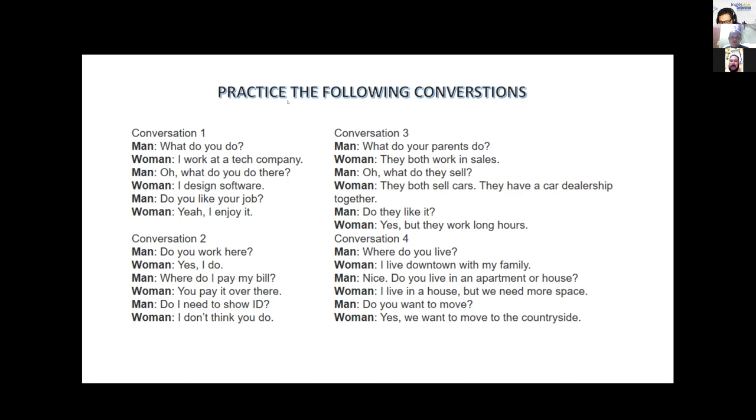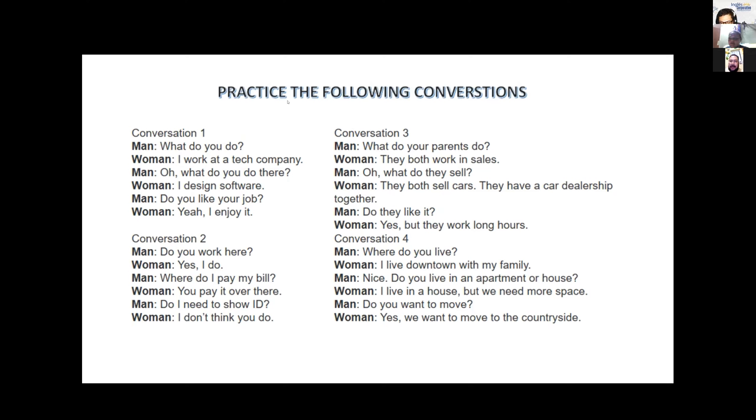¿Y qué hacen tus papás? Porque parents en inglés es padres. ¿Y qué hacen tus papás? Ellos ambos trabajan en ventas. O sea, ellos trabajan en ventas. Ellos ambos venden carros y tienen juntos un negocio de carros.